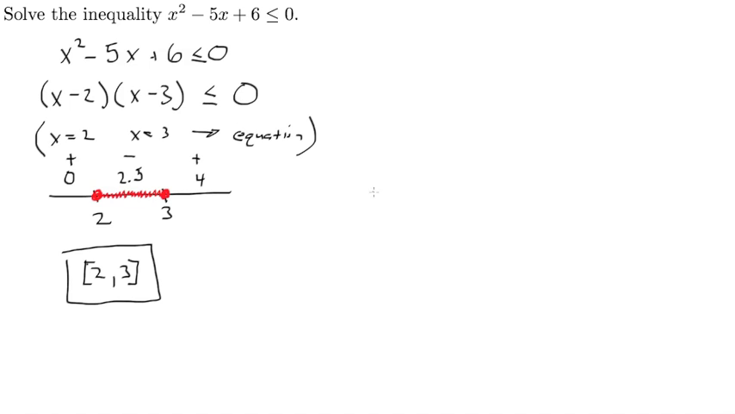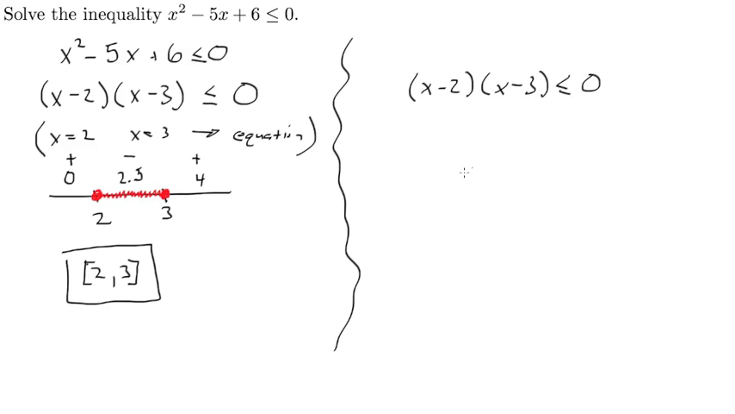Now let me show you a way that you can cheat. You go through the same first couple of steps. You're going to want to factor this out and find where the equation is 0. So you'll do the same story. So here's 2, here's 3. Now here's where things are just a little bit different.